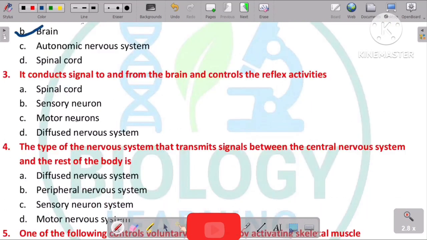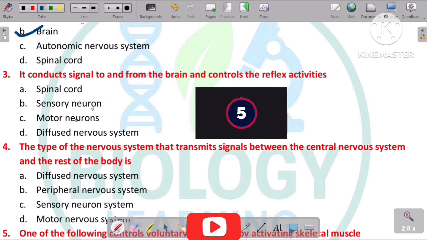So the next question is: it conducts signals to and from the brain and controls the reflex action. So the options are. The right option is option A, spinal cord.